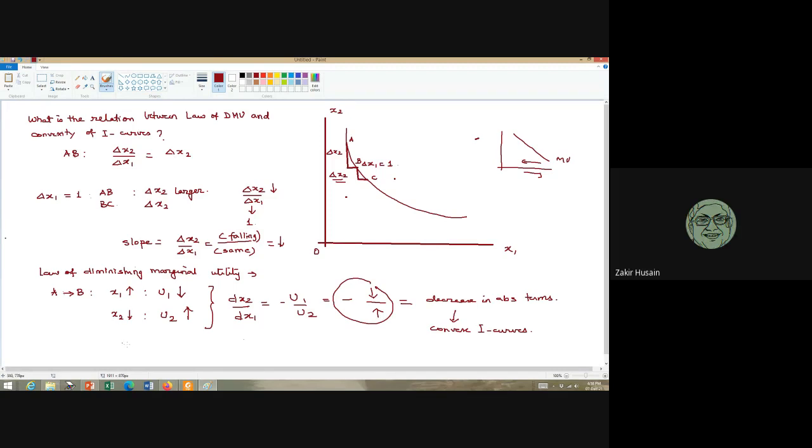Okay, so that means it seems that if I assume diminishing marginal utility, this is automatically leading to convex indifference curves. Am I right? Yes, sir. So in that case, can we criticize Hicks, who said that we don't require the law of diminishing marginal utility? Apparently, Hicks is wrong.